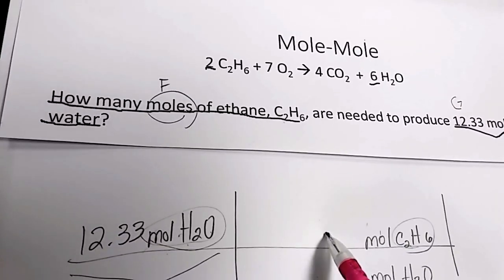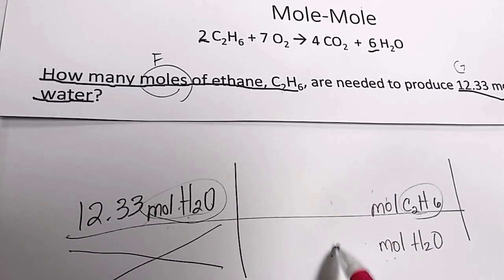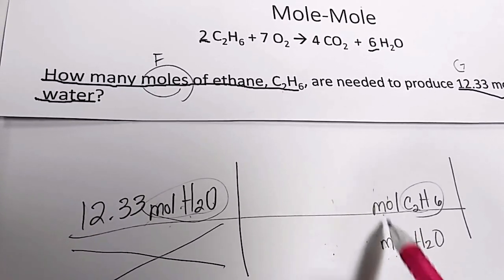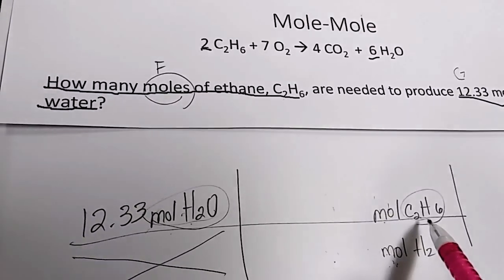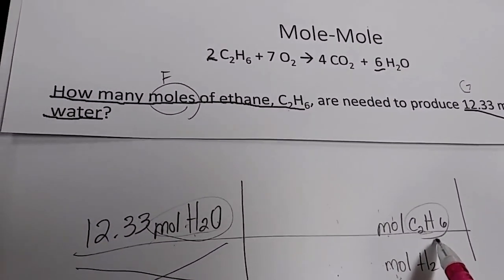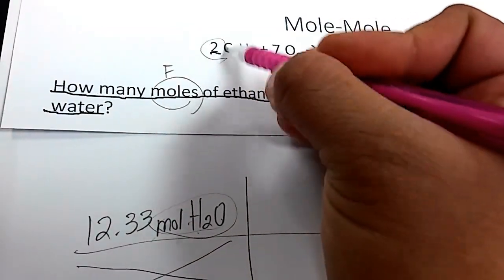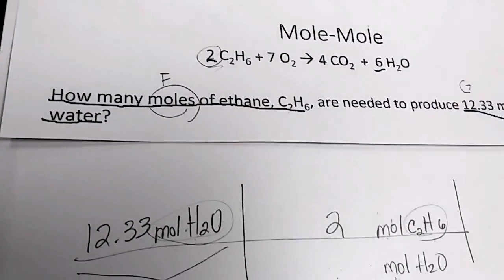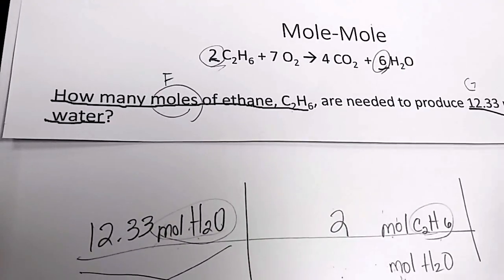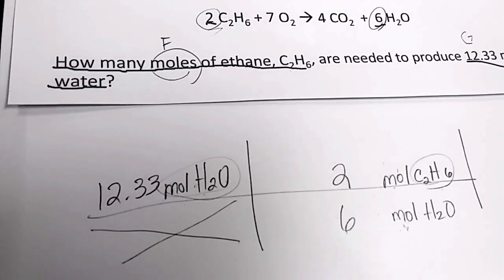So right in front of it, we're going to go ahead and write the numbers. Whenever you have moles on top and moles on the bottom, you're going to be using the coefficients. So C2H6, the coefficient for that one is 2. So you're going to put a 2 right in the front. And then for water, H2O, the coefficient is 6. And that's why we'll write a 6.